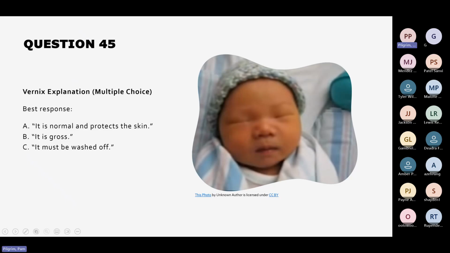All righty. So, vernix explanation. What is the best response to teach the mom about the vernix? Okay. So vernix is that white, cheesy substance that's on the baby's skin. It protects their skin when they're in the water in the uterus. And so the answer is A, it's normal and it protects the skin.